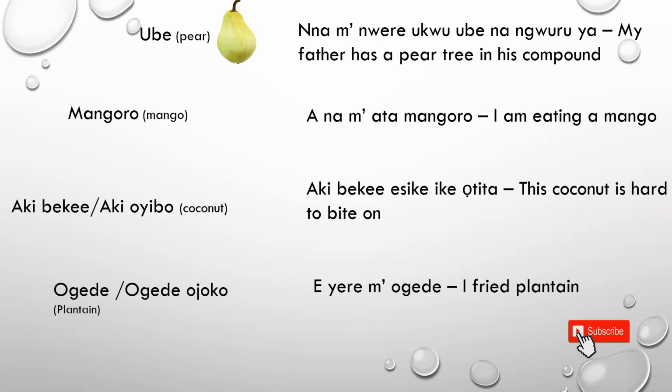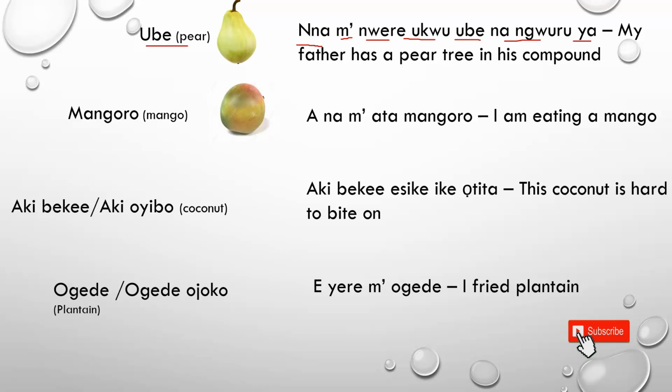We have ube. Ube, which is pear. Nna m nwere ukwu ube na ngwuru ya. My father has a pear tree in his compound. Okay? The next one in line is mangoro.